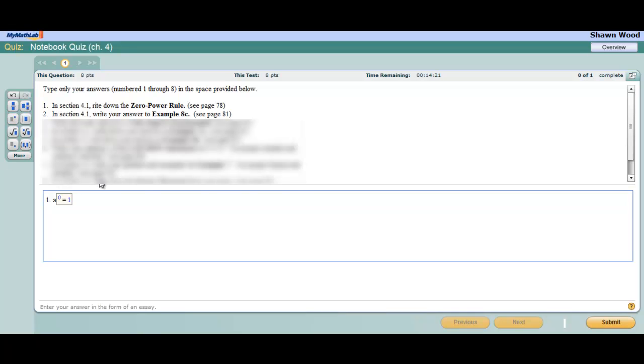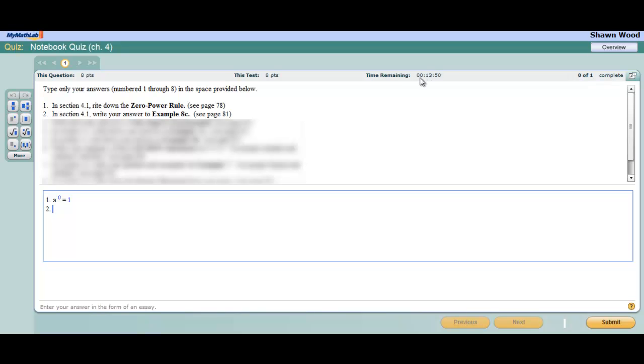And then you can go on and answer question number 2. Question number 2 in section 4.1. Write your answer to example 8C as found on page 81. So really, you shouldn't be spending any time working these problems out. They should already be completed, and all you're doing is just copying straight from your notebook right into the answers, and it should take you less than 10 minutes. We're giving you 15. It should take you less than 10 minutes.